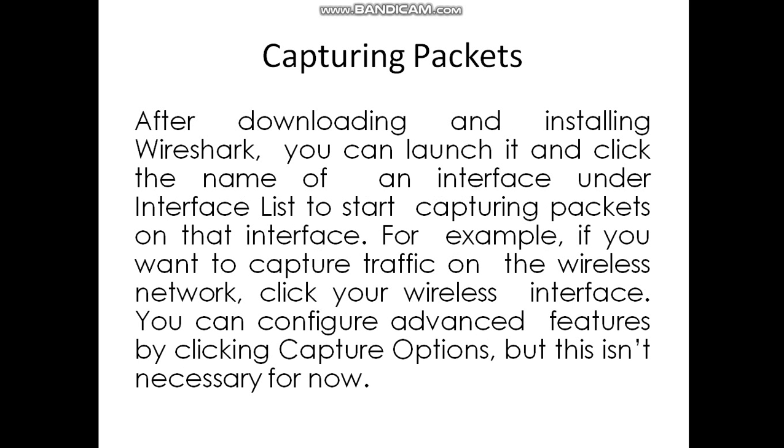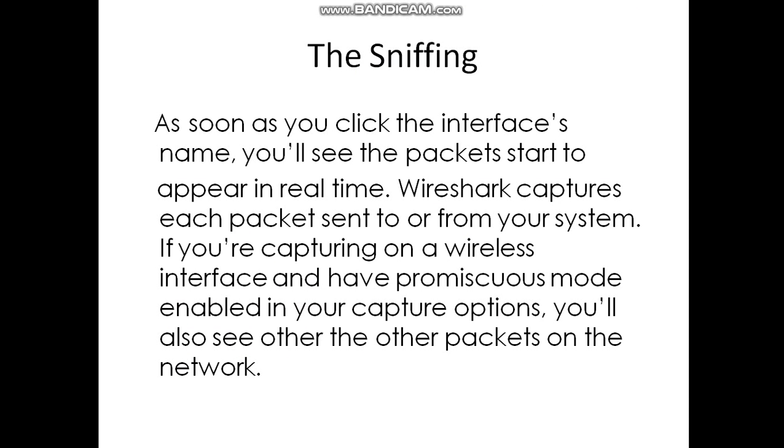Now, capturing packets. After downloading and installing Wireshark, you can launch it and click the name of an interface under the interface list to start capturing packets on that interface. For example, if you want to capture traffic on the wireless networks, click your wireless interface. You can configure advanced features by clicking capture options, but this isn't necessary for now. So we are having a Wireshark window here. Here we are having an interface list, so we can select any one of the interfaces.